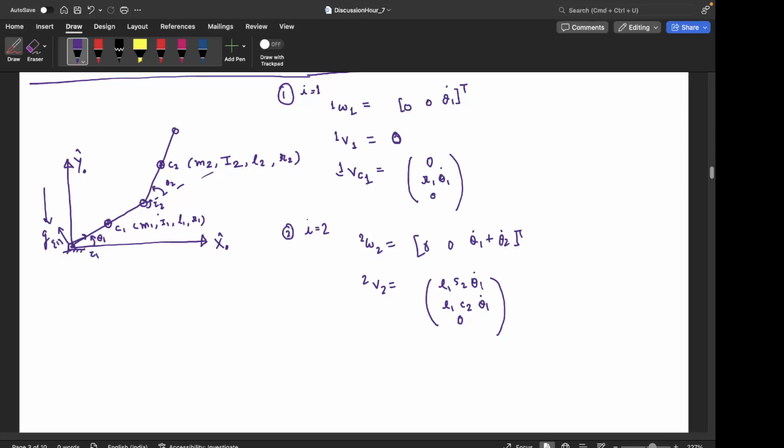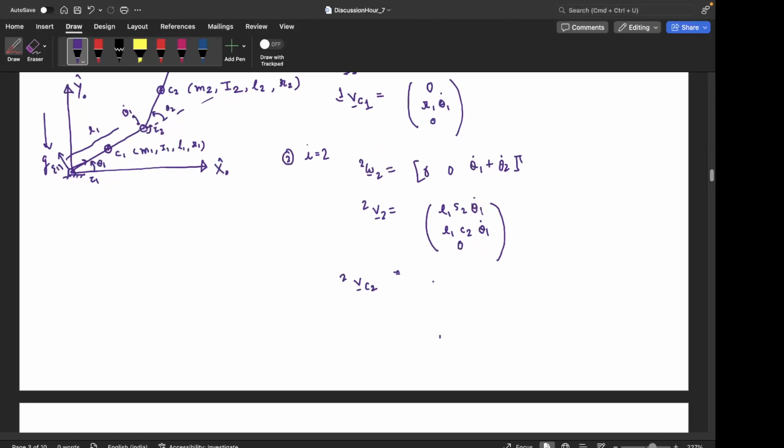So how did we get this? Again, this point is rotating with theta 1 dot, it's a distance L1 from the axis, so the velocity of this point is L1 theta 1 dot, and just that velocity is being expressed in the second frame. And finally we want the velocity of the center of mass expressed in the second frame, and that we can describe as the velocity of the joint plus the angular velocity cross the distance.